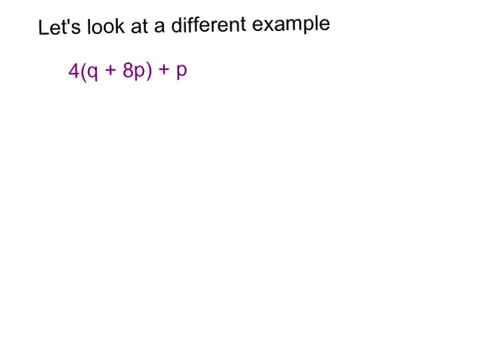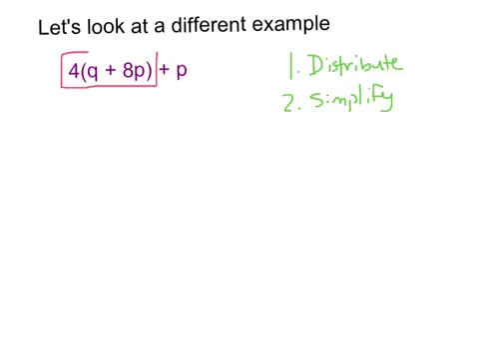Okay, so here we go with another example. So again, the first thing that we want to make sure that we're doing is distributing. So distribute first, and then simplify. Because part of simplification is actually using the distributive property. So in order to properly use my distributive property, I make sure I do this piece here by itself first. I can't forget about this plus p over here because it still exists. But what I'm really going to focus on is this piece right here, the 4 times q plus 8p.